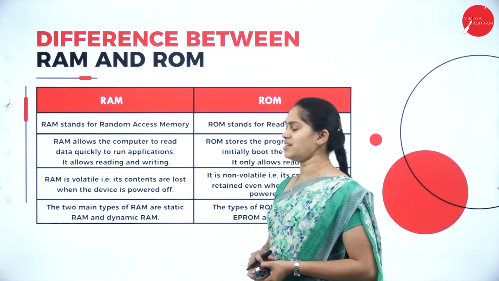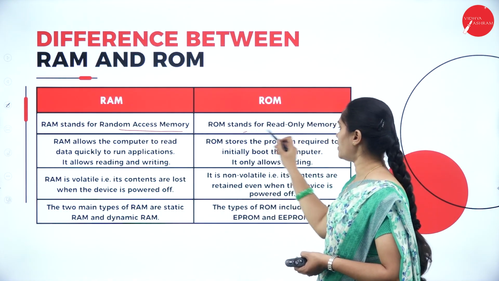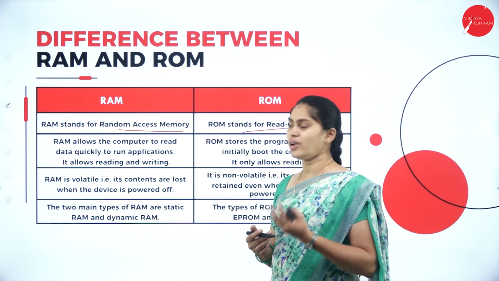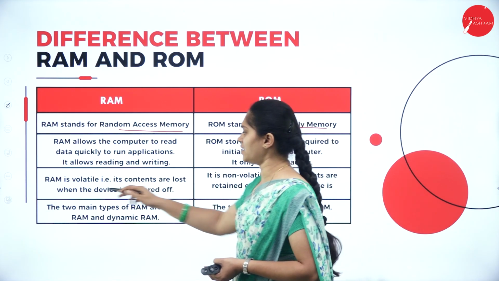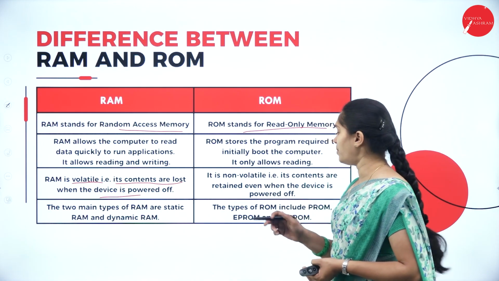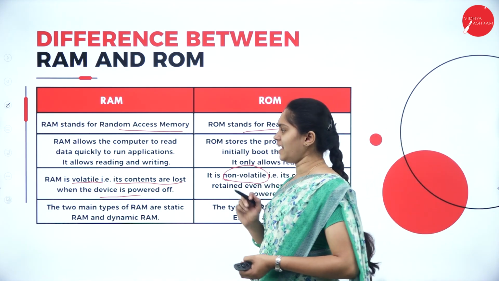What is the first difference? RAM stands for random access memory and ROM stands for read-only memory. Fine. Whatever we have in RAM is volatile in nature. That means the content will get erased or lost when the power is turned off. But that is not the case with ROM. Why? Because it is non-volatile in nature.